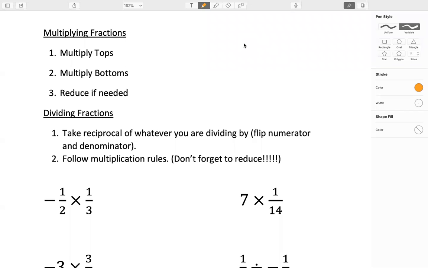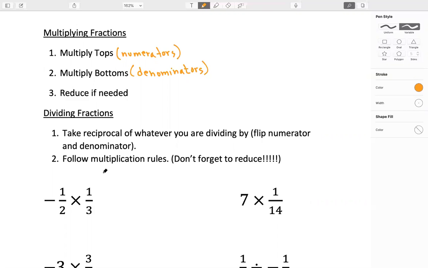In this video, we're going to talk about how to multiply and divide fractions. So for multiplying first, we're going to multiply the tops. The tops are also called the numerators. Then multiply the bottoms, also called the denominators. Then, of course, we're going to always reduce if needed.